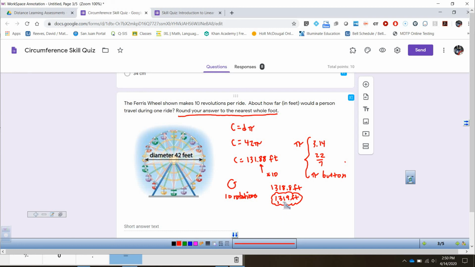All right, I hope this helps. And if you're taking a retake of this quiz, make sure you know how to do this problem because it is the one that students have missed most.